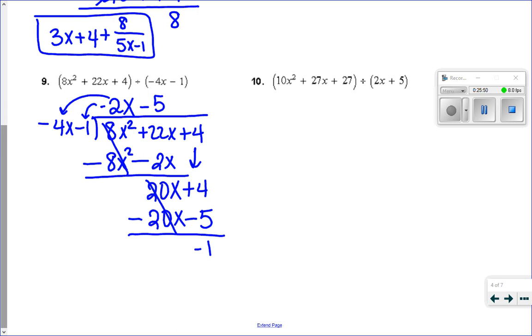So our answer will be the stuff on the top, which is our quotient, and the fraction. So it'll be a negative 2x minus 5. And then you would do plus a negative 1 over that negative 4x minus 1. Or you could have put the negative line in front, but this works just fine. Okay, and that's our answer right there. Negative 2x minus 5 minus 1 over negative 4x minus 1, or plus a negative 1 over negative 4x minus 1. Okay? All right, so let's try a geometry.